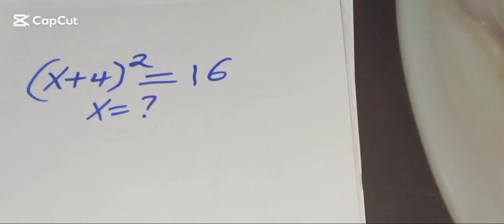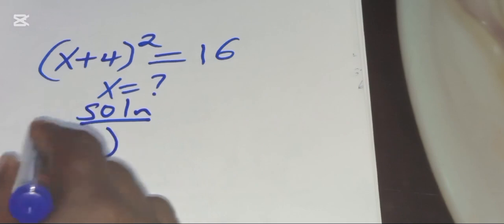Hello everyone, let's provide a solution to this nice algebra problem: (x + 4)^2 = 16. So what is the value of x? Now, solution. We have that (x + 4)^2 is equal to 16, alright?